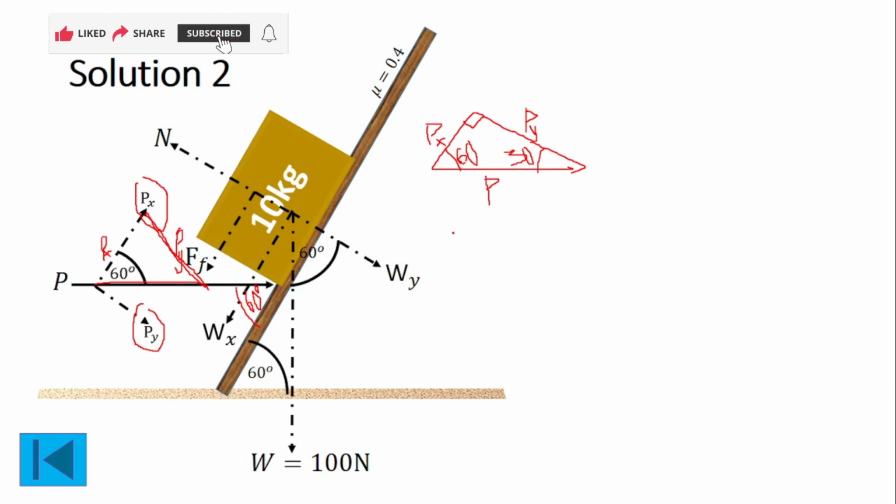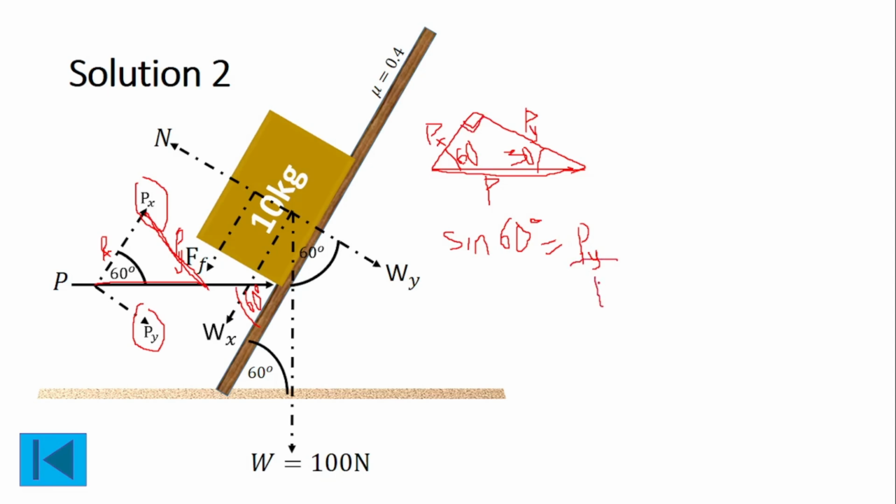From here, sine 60 degrees is the angle that the horizontal component of P makes with the horizontal. So sine 60 degrees is going to be equal to the opposite, P sub y, over the hypotenuse, which is the side directly opposite the largest angle, which is P. So sine 60 is P sub y over P.